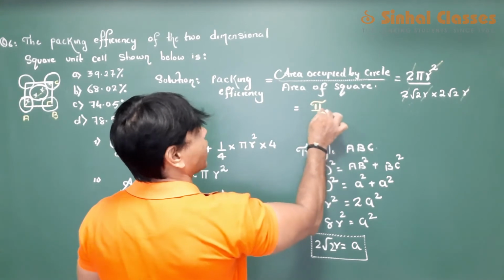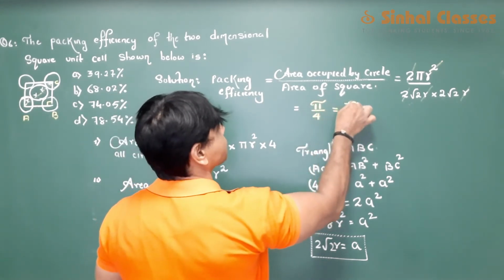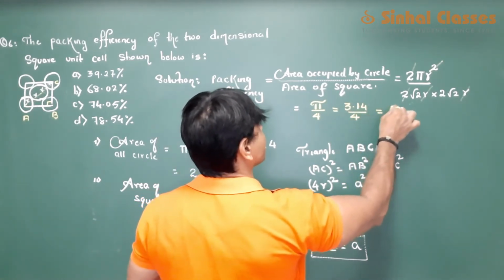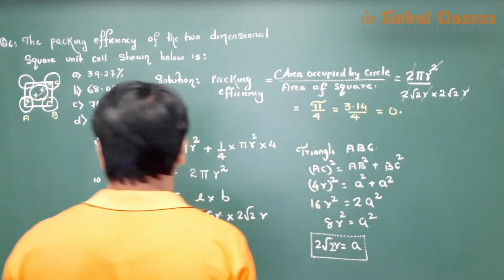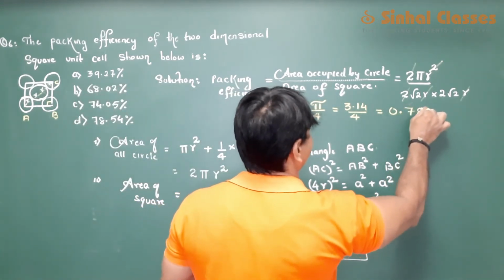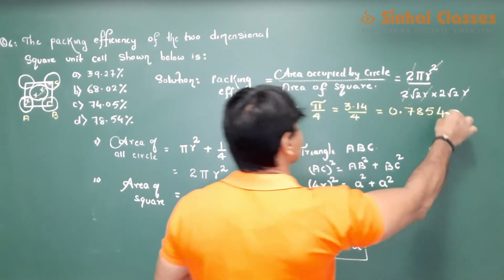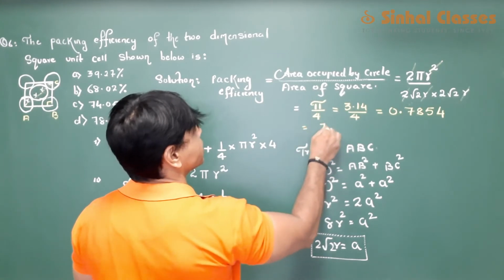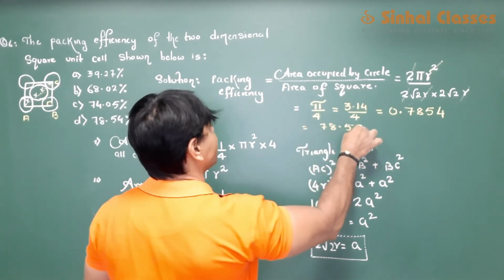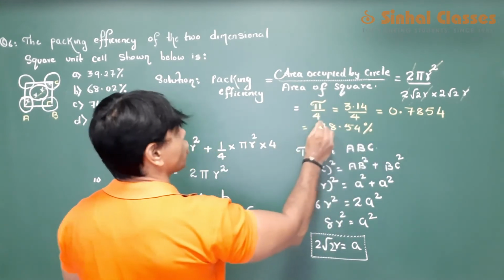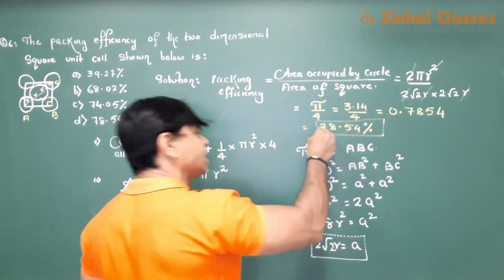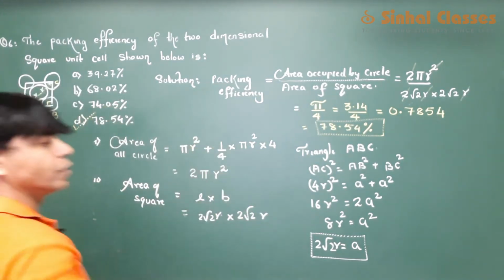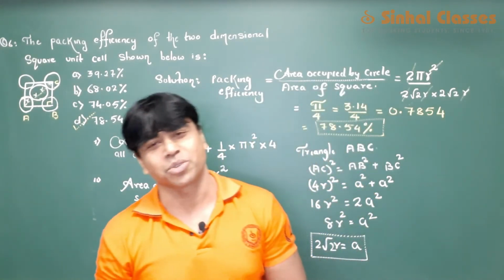So it is pi divided by 4, which is nothing else but 3.14 divided by 4, which comes out to be 0.7854. Okay, now if you talk in terms of percentage, it will be 78.54%. So your final answer in terms of percentage is 78.54. So your answer is D, which is the correct option for this question.